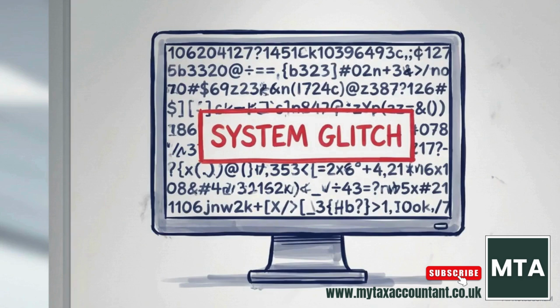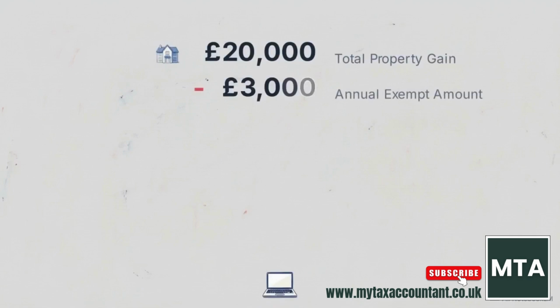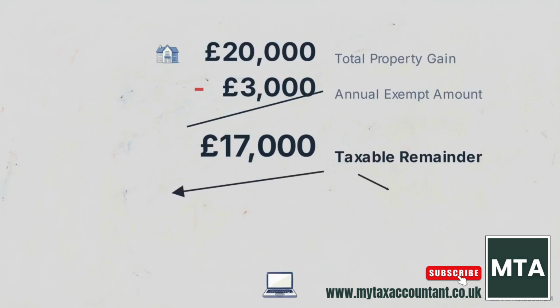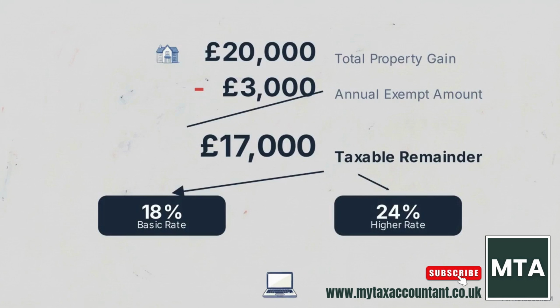HMRC's own software has known glitches regarding mid-year rate changes, so you must verify the math yourself to ensure accuracy. For the 2025-26 tax year, deduct the £3,000 annual exempt amount from your total property gain. You must manually verify this taxable remainder is taxed at the correct residential rates, 18% for basic or 24% for higher rate taxpayers, avoiding older system defaults.